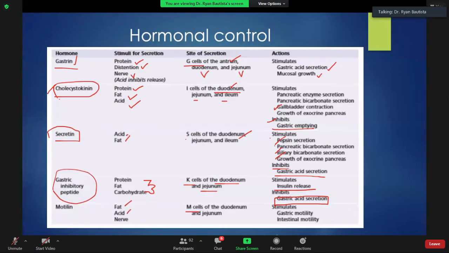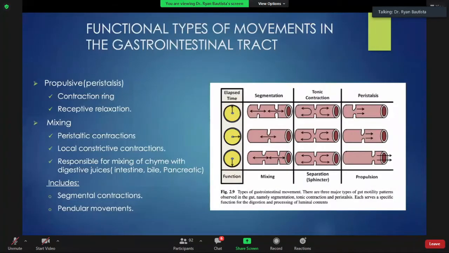They're secreted by the M cells. They're the ones increasing the motility of your GI tract. That's why they call it motility. So those are the hormones that you should know in your GI tract. Now we go to the types of contractions.